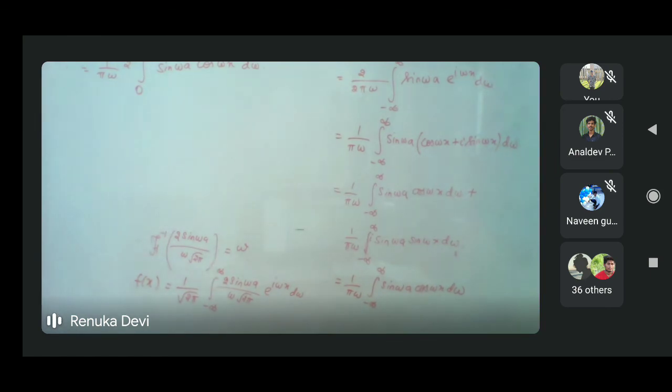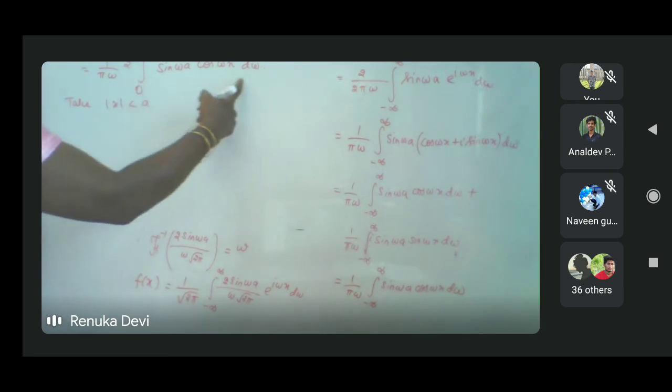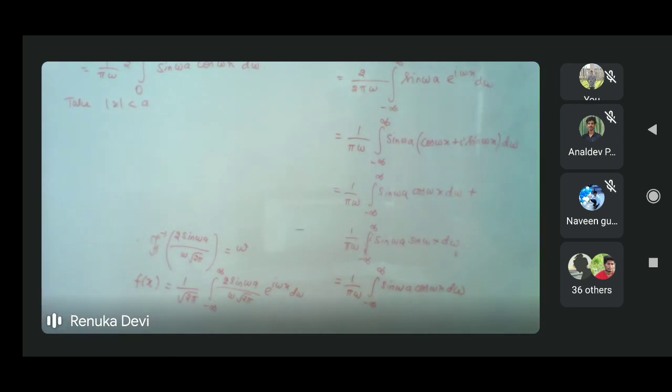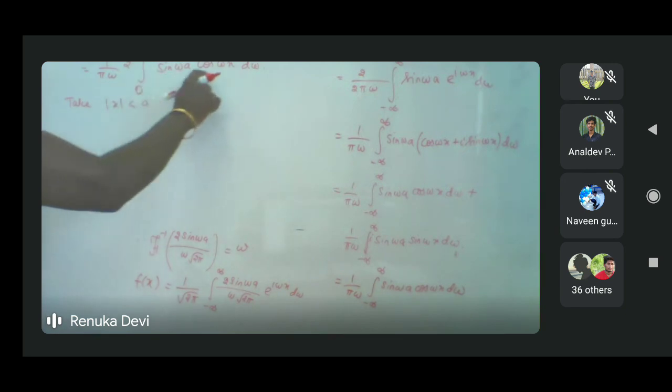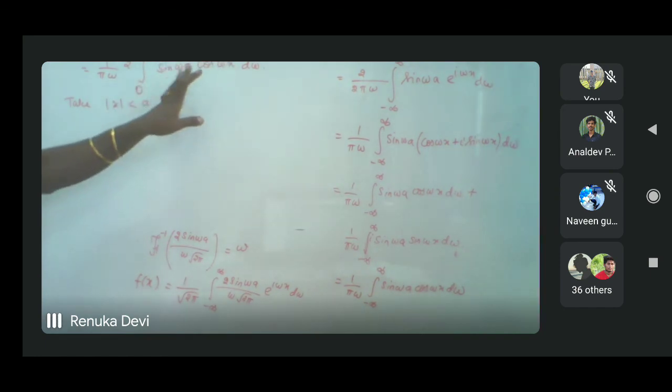Now I take modulus x less than a. What do you get? This integral depends on W only. So x is immaterial, but we still have to evaluate this integral with respect to W. How will you evaluate it? If you know the value of x, then only can we evaluate.